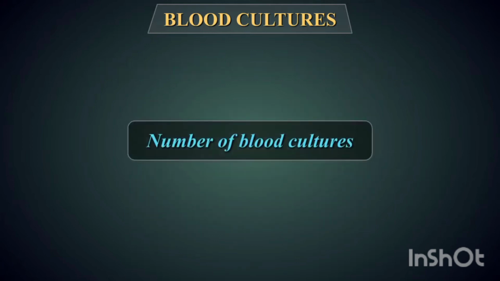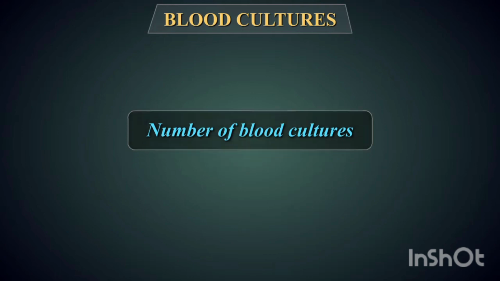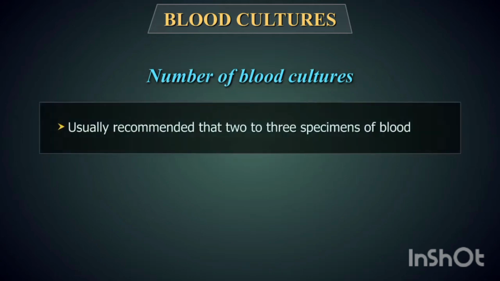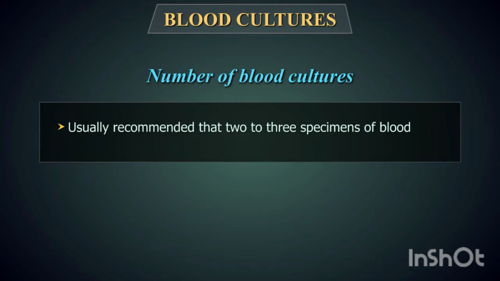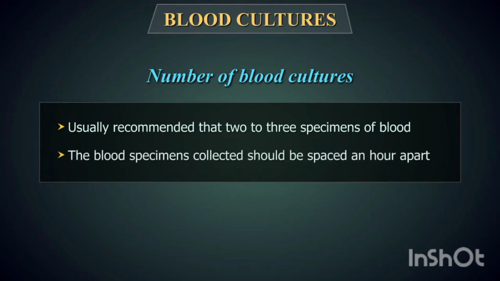Number of blood cultures. Because microorganisms might be present in the blood continuously in some diseases and intermittently in others, to increase the chances of isolating a pathogen, it is usually recommended that at least 2 to 3 specimens of blood collected at different times should be cultured. The blood specimens collected should be spaced an hour apart from separate venipuncture sites using separate needles and syringes.